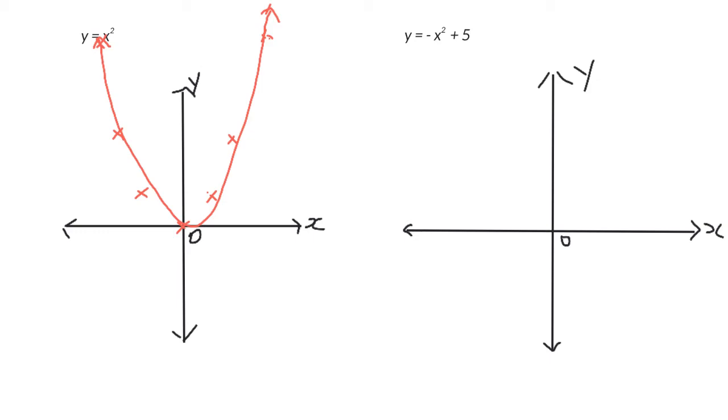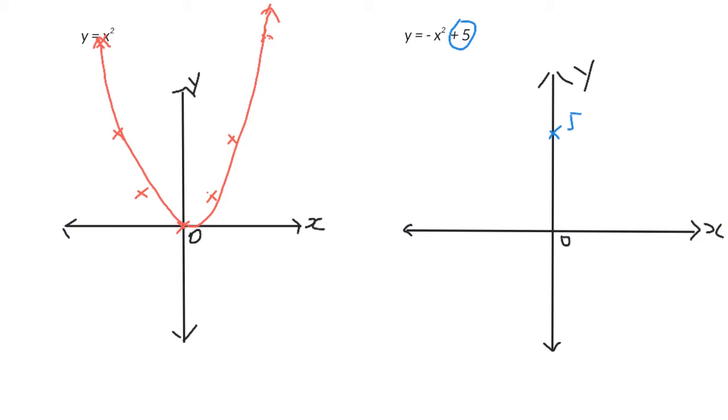I've got minus x squared plus 5. A couple of things to note already for me here. I've got a y-intercept of 5, because at x equals 0, I'm going to have 5. 5 is that constant term that has no x associated with it. That's my y-intercept. So I've got 5 here.